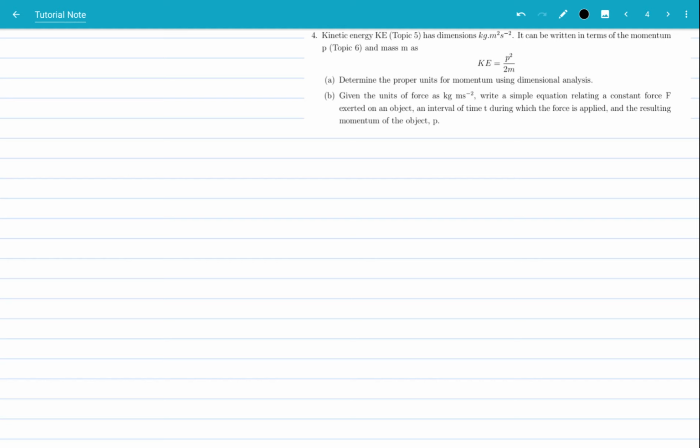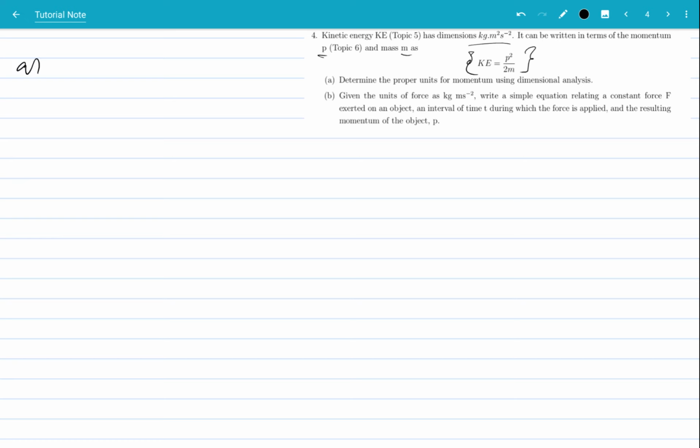This question reads: the kinetic energy KE in topic 5 has the dimensions that are given as these: kilogram meters squared second to the minus 2. Can be written in terms of momentum P and the mass M. Now let's say determine the proper units for momentum using dimension analysis.